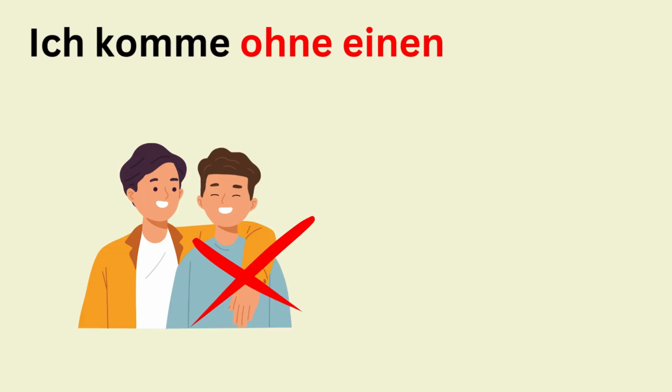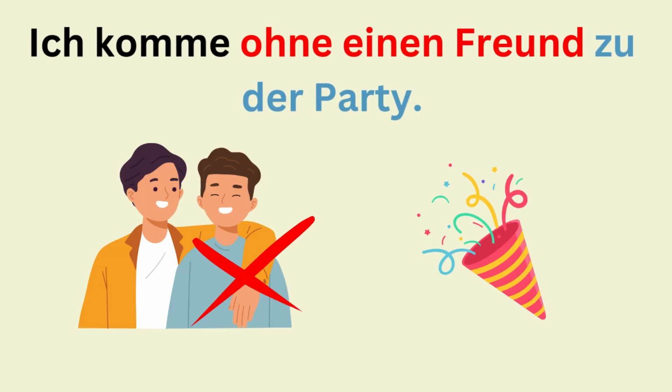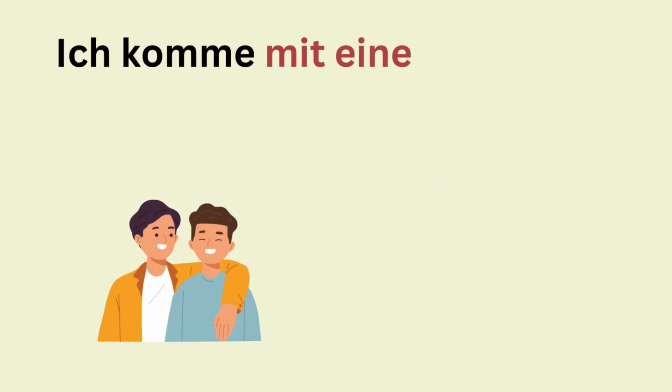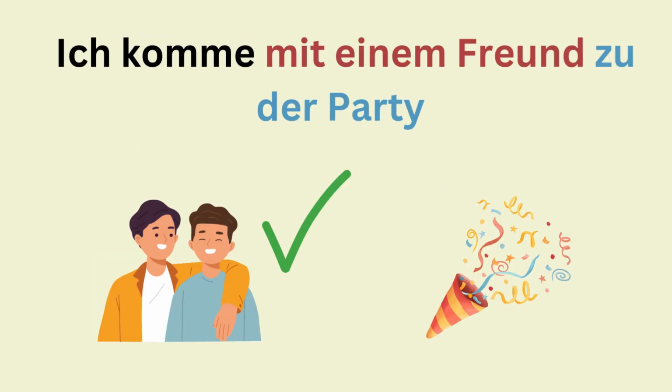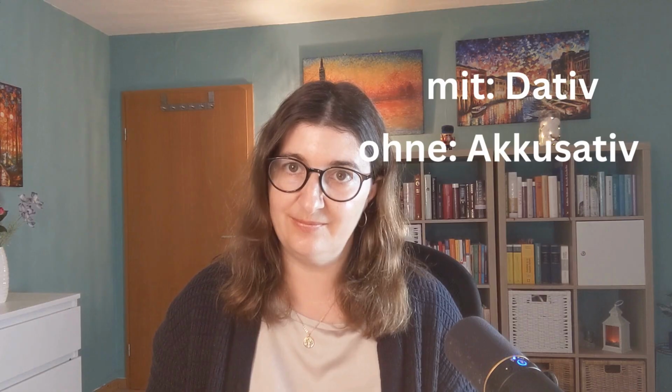Ich komme ohne einen Freund zu der Party. Ich komme mit einem Freund zu der Party. So maybe it helps you to remember, mit is always with dative and ohne is always with accusative. So that's 2 very important and very common prepositions, but we have 3 more.